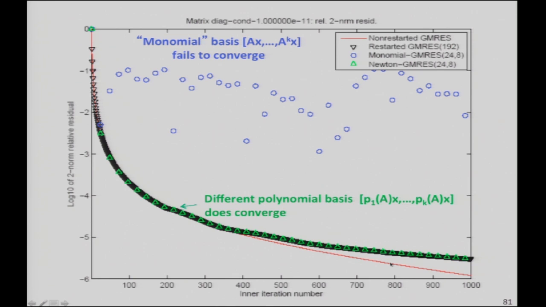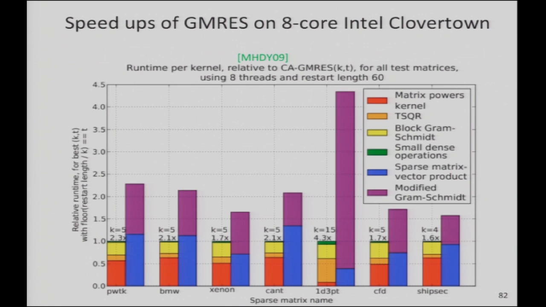So let me just show you some speed up numbers. Along the horizontal axis are a bunch of different sparse matrices from different walks of life. The vertical axis is the time relative to the new algorithm. So down is good. So the new algorithm is always at time 1. And this is the new way of doing it, and this is the old way of doing it, which is 2.3 times slower, 2.1 times slower. And this is running on an 8-core Intel Clovertown.